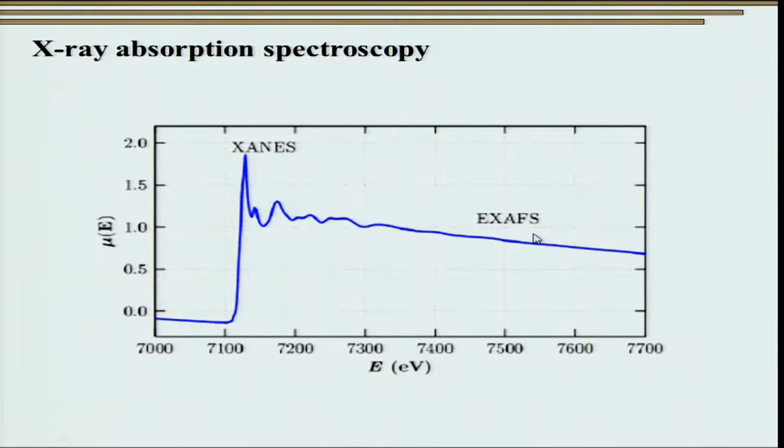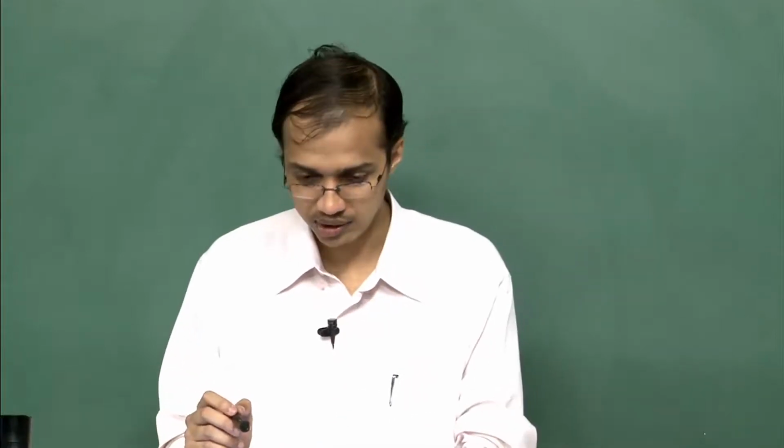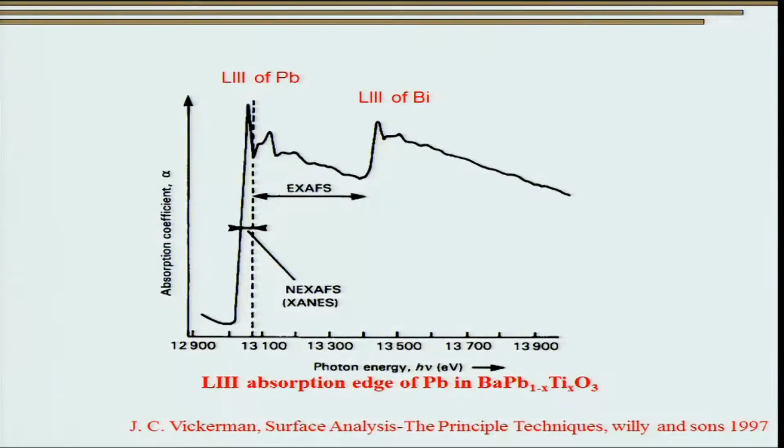Now, to emphasize, whenever we talk about absorption edges, it has to be specific. If you want to study a particular element, you have to focus on a particular edge. This point is made clear in the spectrum shown over here. Here we see that indeed we have two absorption edges, the L3 absorption edge of lead and the L3 absorption edge of bismuth. In the present scenario, we are focusing on the L3 absorption edge of lead.